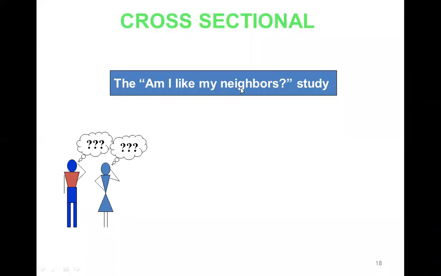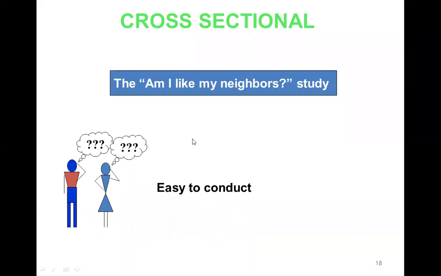I think you all know this, maybe some of you do, some of you don't. But let's go forward. A cross-sectional study asks the question, am I like my neighbors? So you just want to compare. Here's a blue woman and a blue man, and you want to compare to see how I fall into the grand scheme of what's going on in my neighborhood.